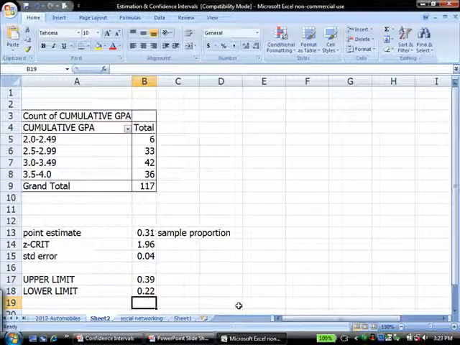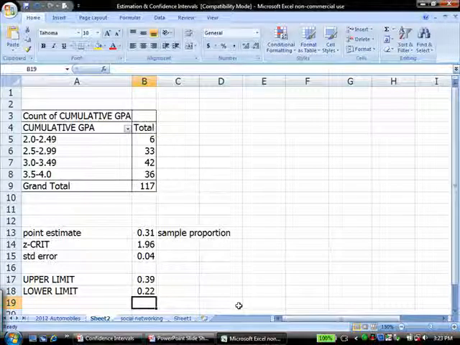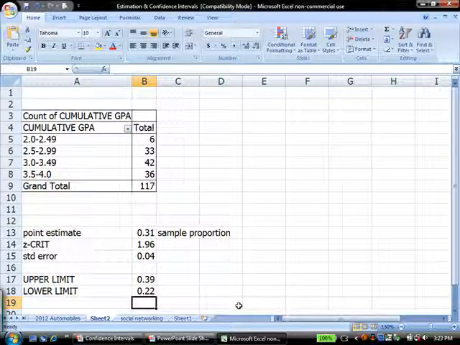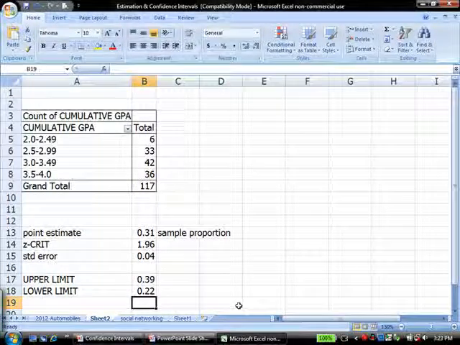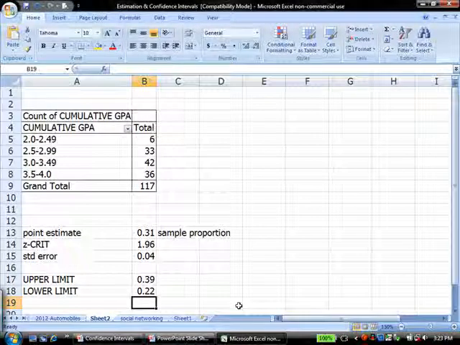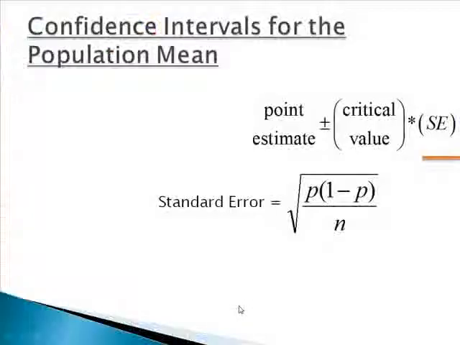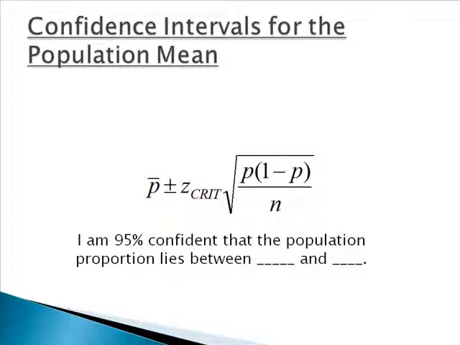So when you stand back and you look at this, you've got to make a statement. And the statement is, I am 95% confident, or I'm 95% certain, that somewhere between 22 and 39% of our junior level students earn between a 3.5 and a 4.0. Awesome. So we did this in Excel already. There is what your completed formula looks like. You take the sample proportion and you add and subtract Z critical times your standard error. You have to remember to end with that statement. So when you're doing your homework, don't forget you got to have some verbiage to go along with your confidence interval.